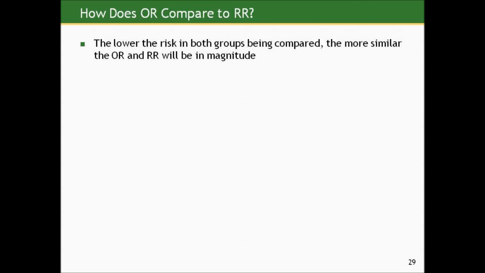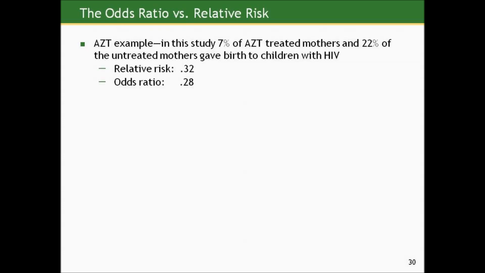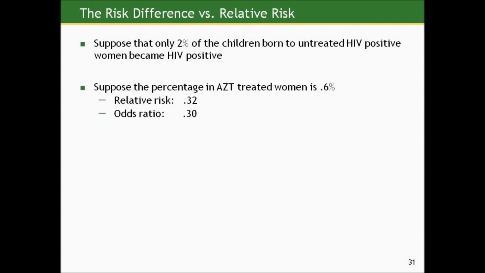However, the lower the underlying risk in both groups being compared is, the more similar the odds ratio and relative risk will be in magnitude. And we'll talk more about this and the utility of this fact in Stat Reasoning 2. So just to illustrate this, recall in our AZT example, 7% of the AZT-treated mothers and 22% of the untreated mothers gave birth to children with HIV. Relative risk was 0.32, odds ratio 0.28. Numerically similar, but not equivalent.